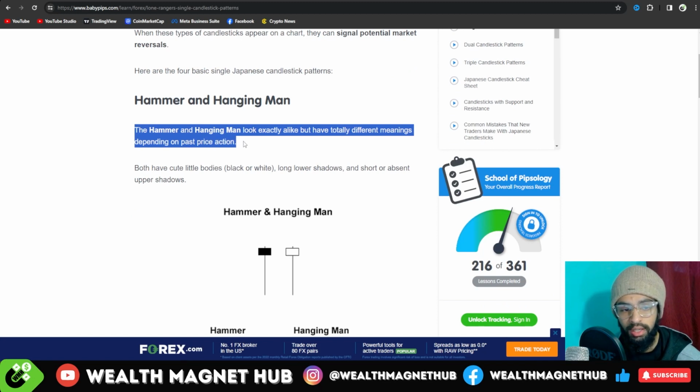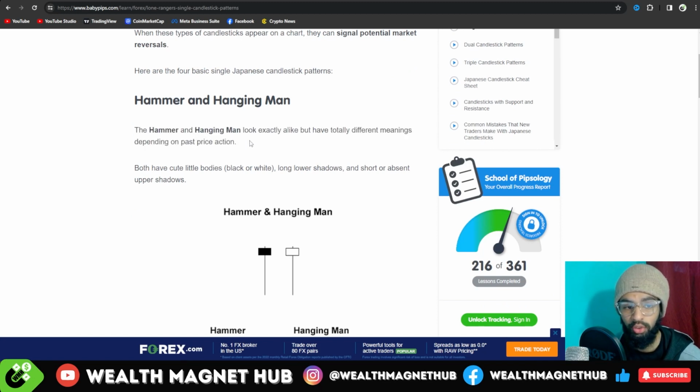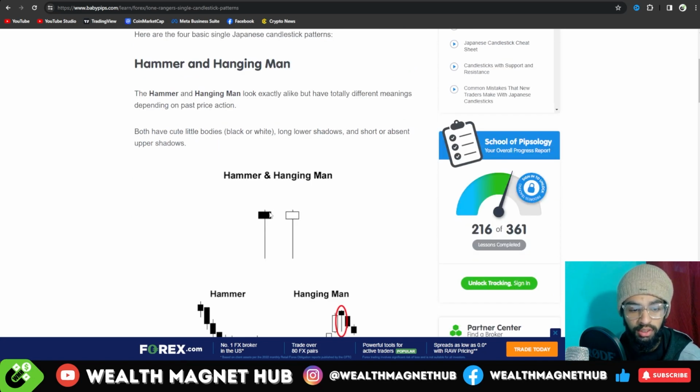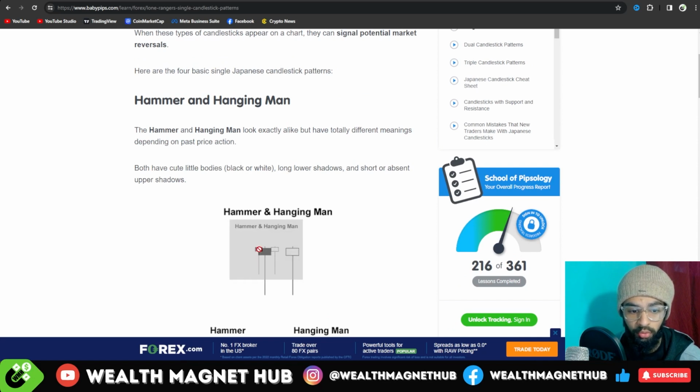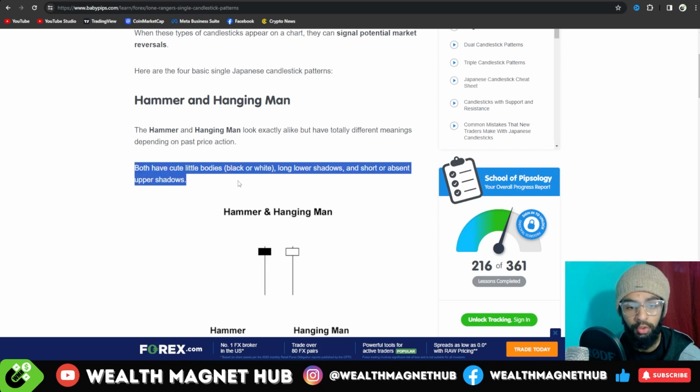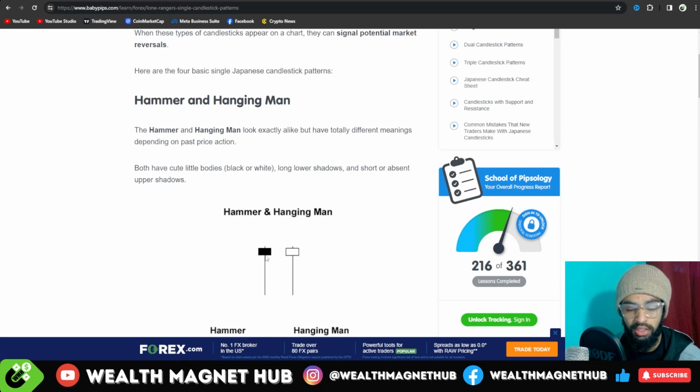The hammer and hanging man look exactly alike, but they have totally different meanings depending on the past price action. As you can see in this visual representation, a hammer and a hanging man look the same. They have this long line, and a small body up at the top, only a very small portion of the candlestick. Both have small bodies, black or white, and a long lower shadow. This part right here is called a shadow of the candlestick.